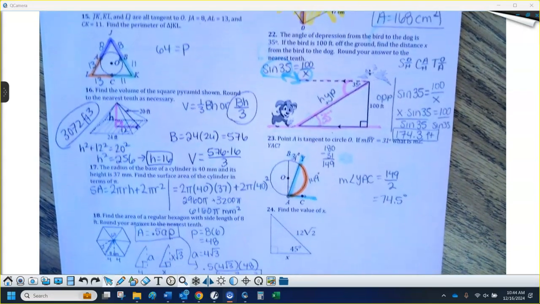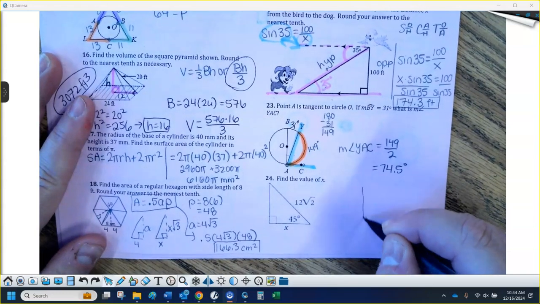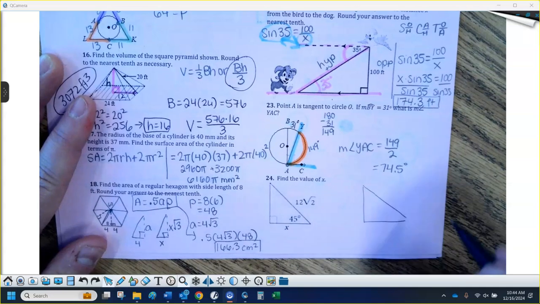That's reviewing a couple things in that question, because it's having you get the measure of the arc, the half circle, using the diameter there and 31, and then take the arc, cut it in half to get the angle measure. 24 is just 45, 45, 90, and looking back on this, I wish I had used different variables.